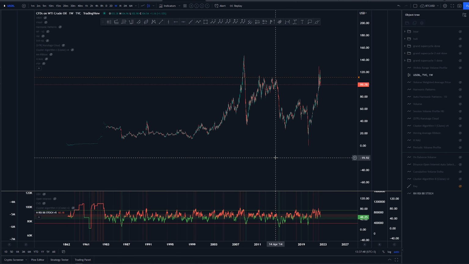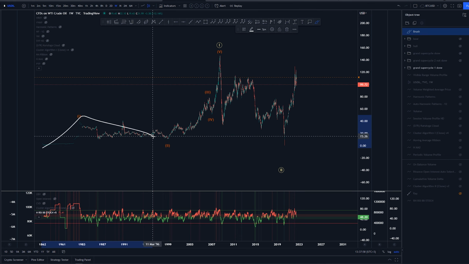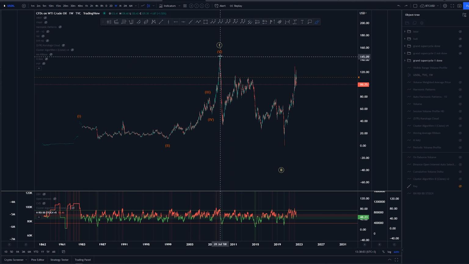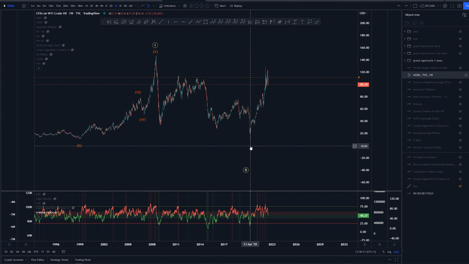Starting here on the weekly time frame this time, let's take a look at these overall structures for a reminder of what we're dealing with. One possibility is that we have a 1, 2, 3, 4 and 5 creating a one-off grand supercycle, up around the highs of 2008, and then we have some kind of three-way structure down here into wave 2, possibly completing around the 2020 lows.